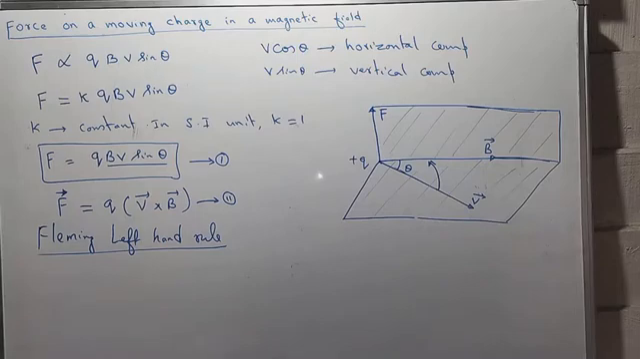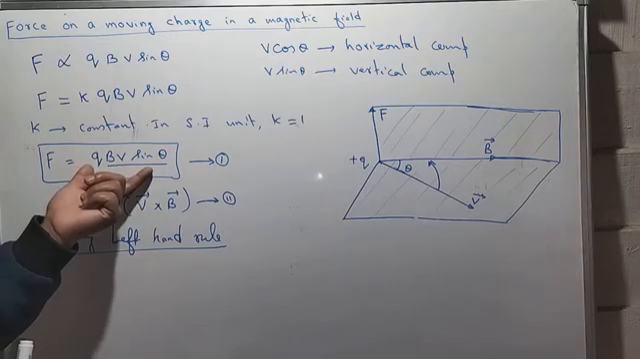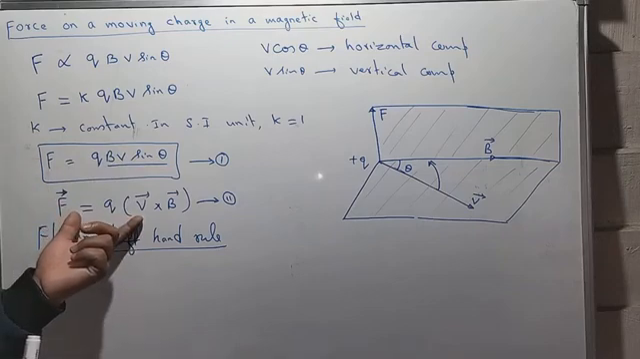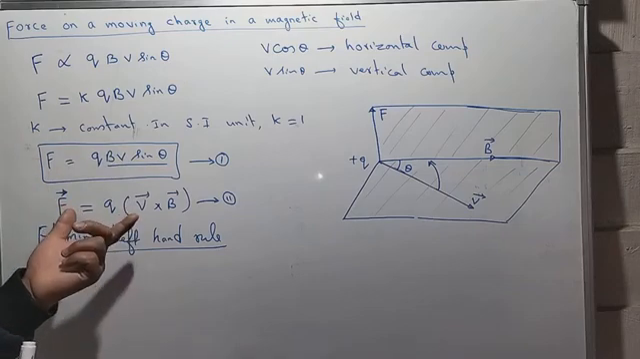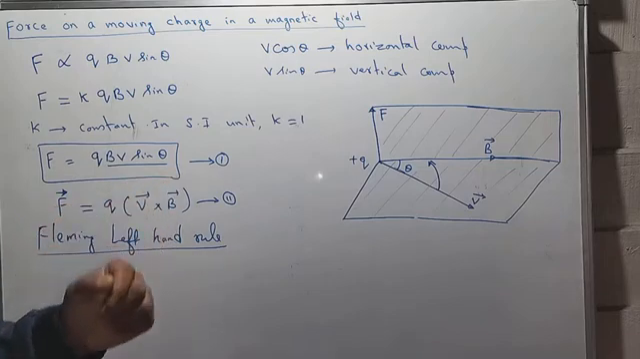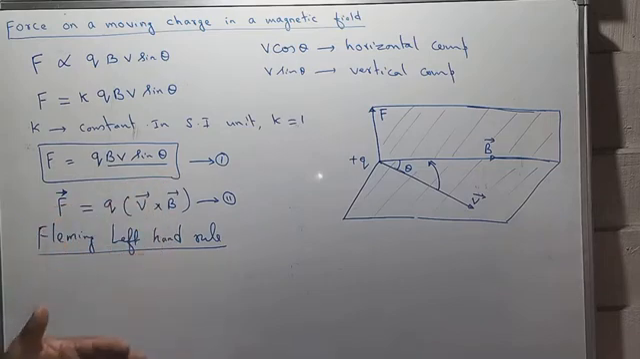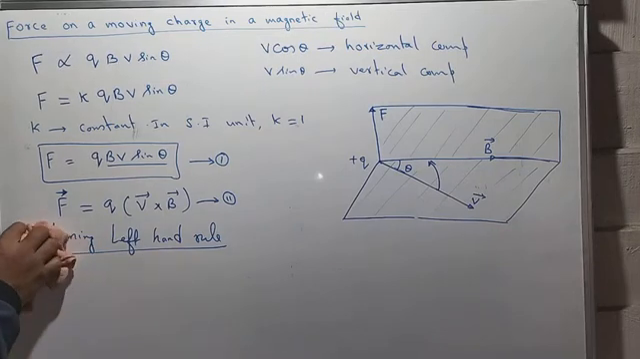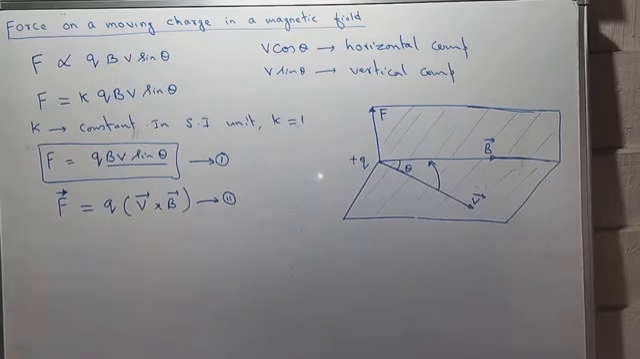Okay. Now, we have seen that when a charge is placed in a magnetic field or is moving in a magnetic field, that charge experiences a magnetic force, in which the magnitude of that force is given by equation 1 and the vector form of that force is given by equation 2. And please remember that this force should be perpendicular to both V arrow and B arrow. Okay. After that, we shall see some special cases.